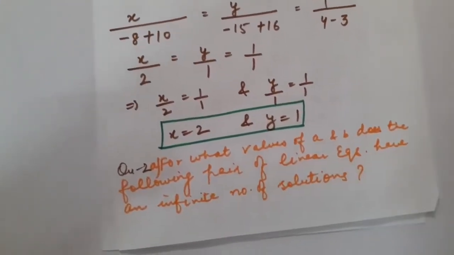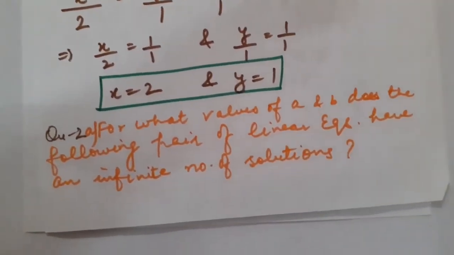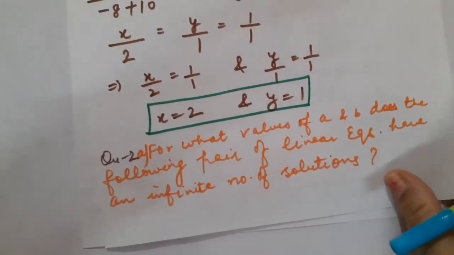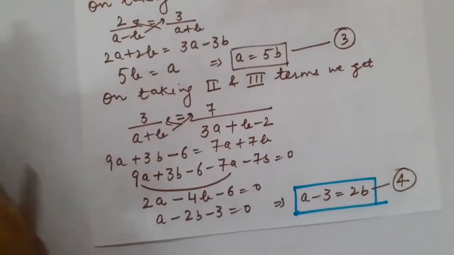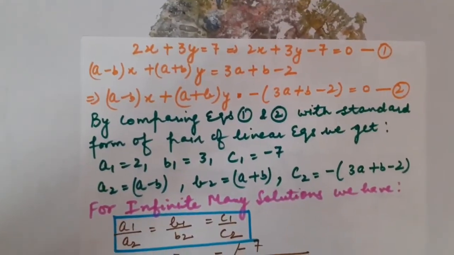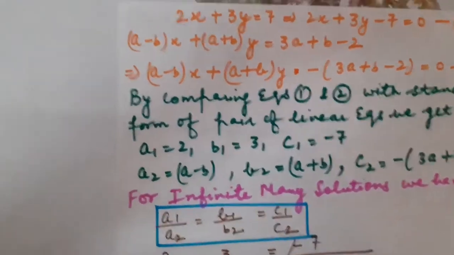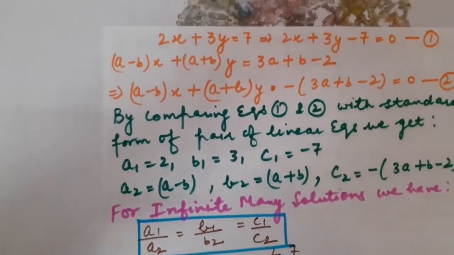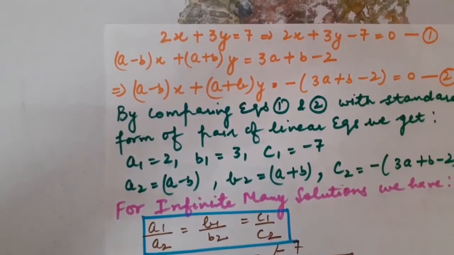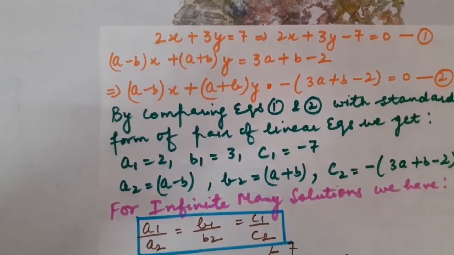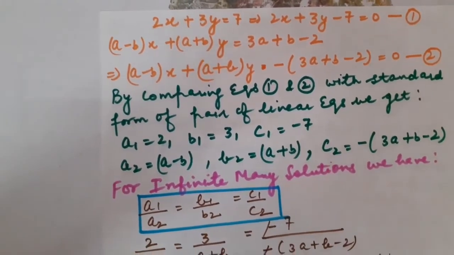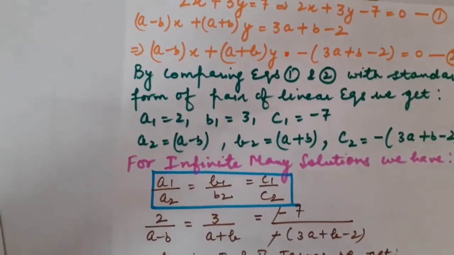For what values of A and B does the following pair of linear equations have an infinite number of solutions? So you will be having an infinite number of solutions given. You have to just calculate the values of A and B. So the equation is, this is question number 2, first part of exercise 3.5. First equation is 2x plus 3y is equal to 7. Can I write it as 2x plus 3y minus 7 is equal to 0? As I told you, which form do I require? The generalized form.